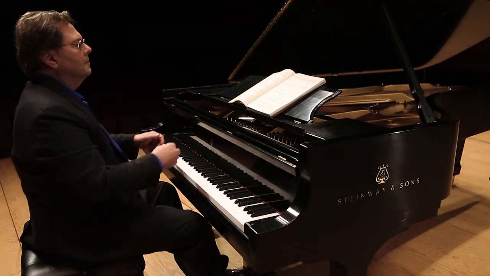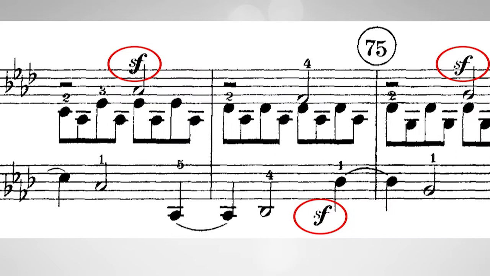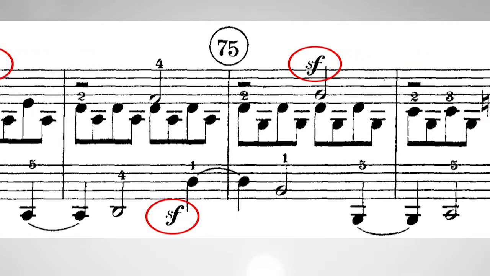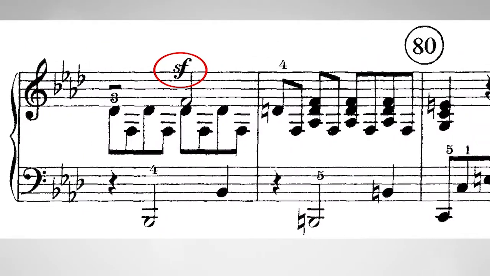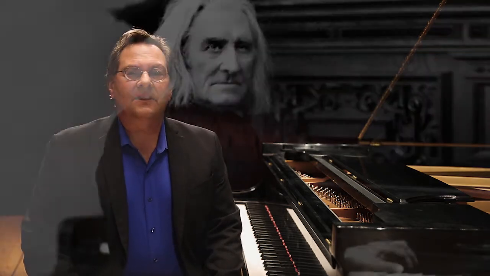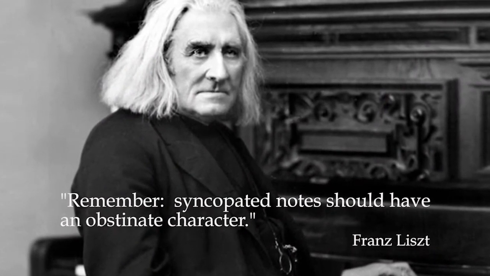The next section is the most interesting and most characteristically Beethovenian part of the development section. We hear the sforzandos as interplay between the hands. The syncopations in the left hand are challenged by the sforzandos in the right hand half notes. The syncopations twist and intensify the musical energy. Beethoven's syncopated sforzandos almost always require more energy. As Liszt said in his master classes, remember, syncopated notes should have an obstinate character.